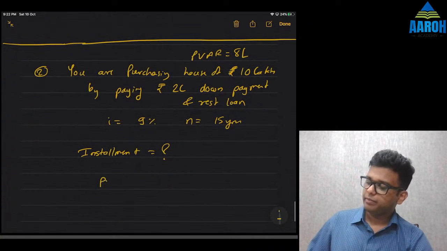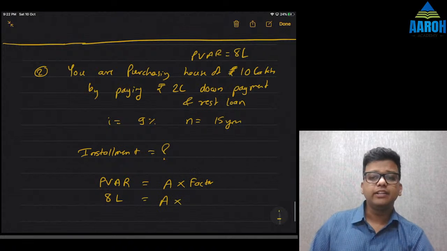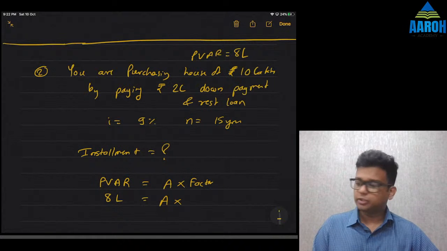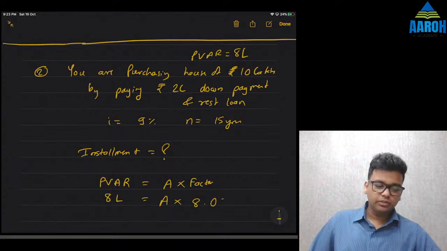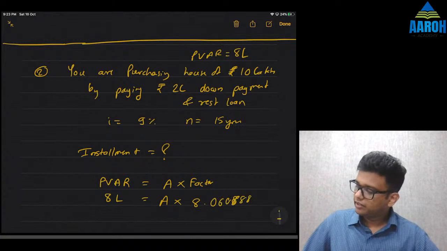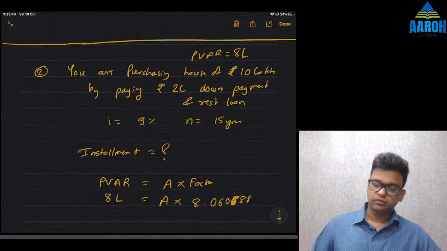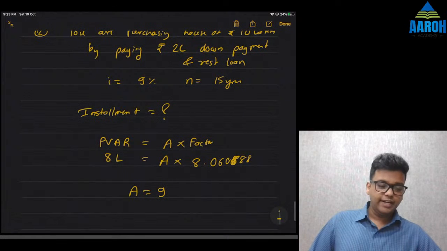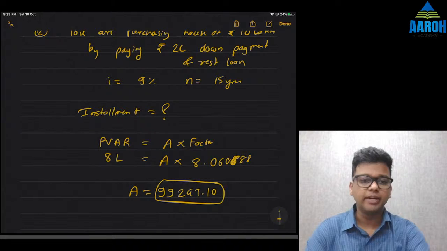That means we have PVAR, which is 8 lakhs, equal to annuity amount into factor. Find the factor: 1 divided by 1.09, 15 times, equal to, grand total. That factor is 8.060688 something. You should not write it, add it to memory, and then do 8 lakhs divided by MRC equal to. Your amount should be 99,247 per annum. Installment should be 99,247. Check if everyone has got this installment.